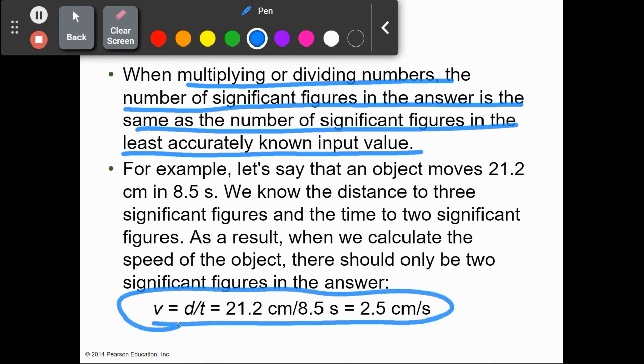Okay, so if you want to write the definition, then write this example down. So 21.2 centimeters, and our time was 8.5 seconds. If you divide that out on a calculator, you don't get exactly 2.5. So let's practice that. Sometimes people don't believe me. So let's prove that. Take your calculator, the one on your computer or the one in your hand or close by or whatever. Take 21.2 and divide by 8.5. What do you get?